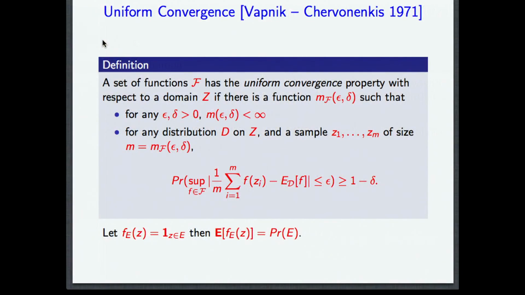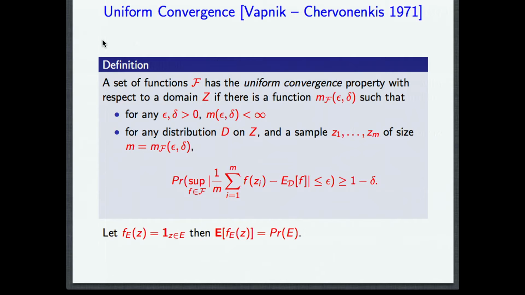Okay, so this brings us now to the definition of uniform convergence. It comes from the VC paper, long before we knew about machine learning. This is in the 70s. Assume that we have a set of functions, and this again can be an infinite or finite set of functions. We say that the set of functions has the uniform convergence property with respect to a domain Z if there is a function m, a function of the family of functions, epsilon and delta, such that for every epsilon and delta it is finite. And this is going to be the size of our sample. And such that for any distribution D, and that's the important part here, every distribution D on our domain, and any sample Z1 to Zm, this is the m, okay?